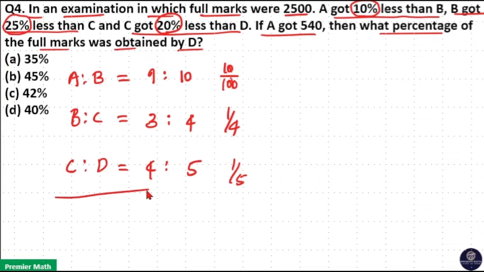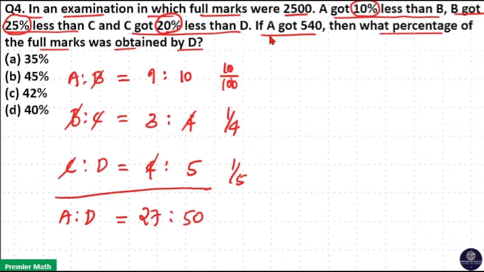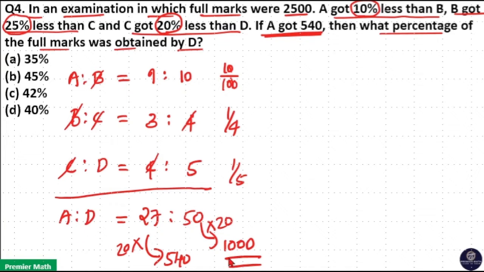So if you take the ratio of A and D here, B and B get cancelled, C and C get cancelled. So finally ratio is A is to D, which is equal to, here 4 and 4 get cancelled. Remaining is 9 into 3, 27 is to 5 into 10, 50. Now you already know A got 540 marks. That is 27 parts here is 540. 27 into 20 is 540. Then D's mark will be 50 into 20, which is equal to 1000. So D's mark is 1000.